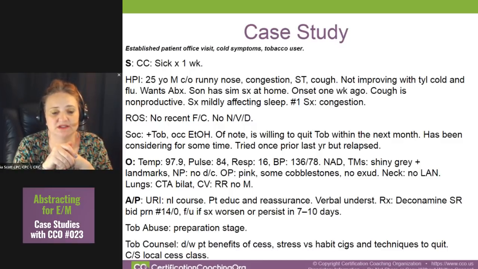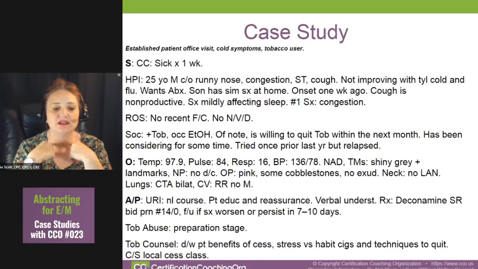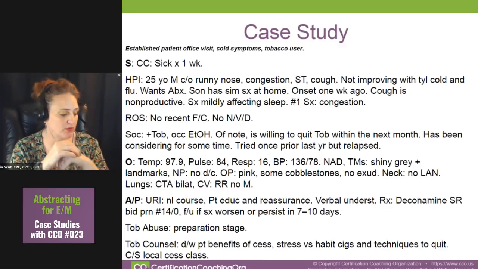So now we're getting into the objective. We're going to start reviewing the systems here. We've got regular vital signs. They all look good. Tympanic membrane is TM, shiny gray, and landmarks, so it looks fine. No DC, and OP is pink. Some cobblestones, no exudate. They're looking at the back of the throat. And then the neck, no LAN. Lungs are CTA bilaterally, and normal rate and rhythm. No murmur is what that means.